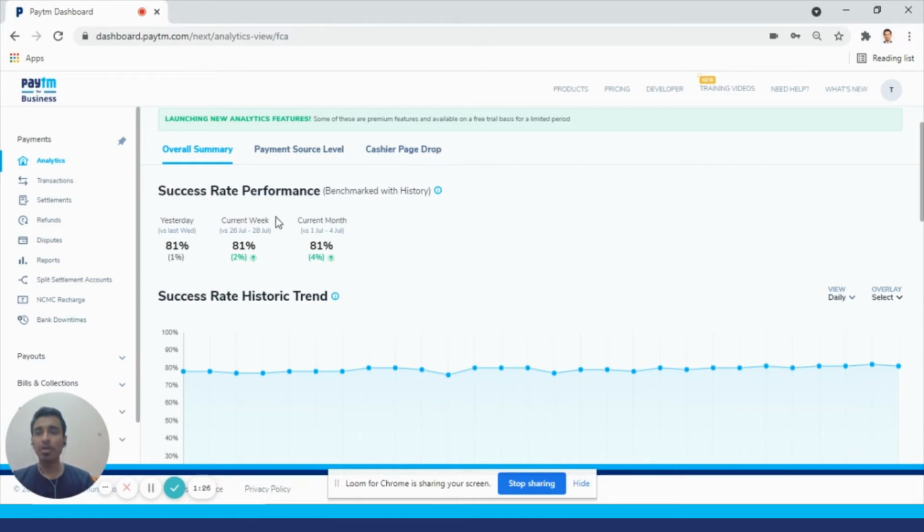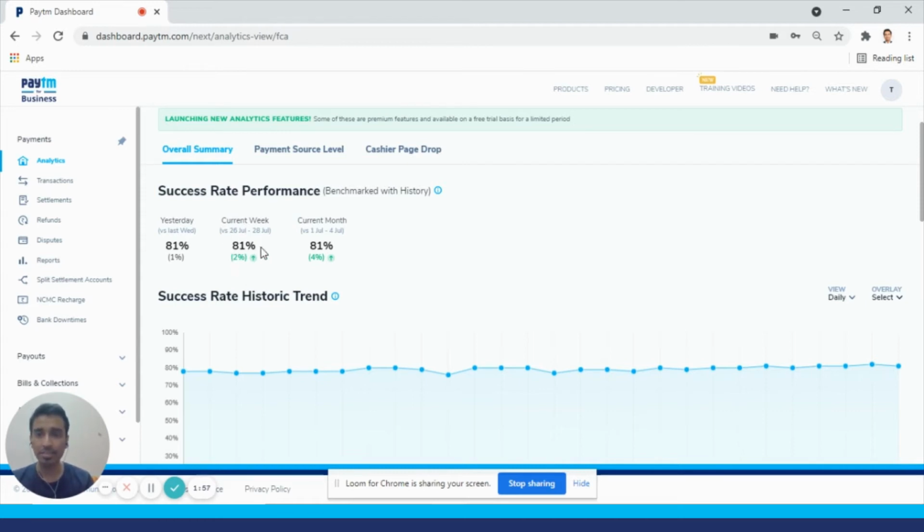Now in success rate performance, we try to figure out the success rates across various time periods. Here we talk about 3 time periods: yesterday, current week, and current month. What we also do is we benchmark these success rate performances with prior time periods. So if you're talking about yesterday, your performance will be compared with the same day last week. In current week also, let's say you're sitting on a Wednesday, then your performance for Monday, Tuesday this week will be compared to the performance of Monday, Tuesday last week. And that benchmark is shown as a growth rate here.